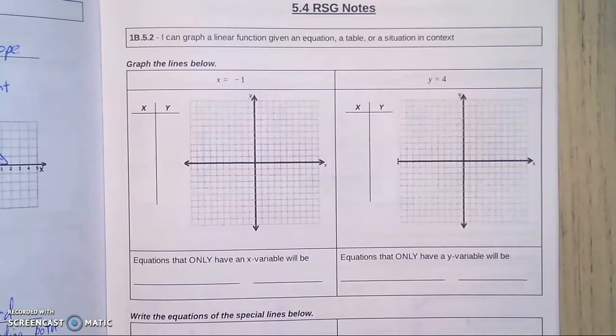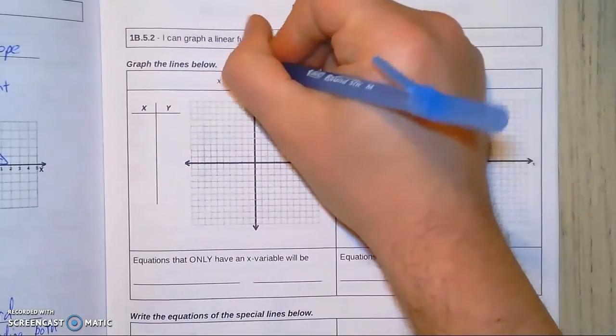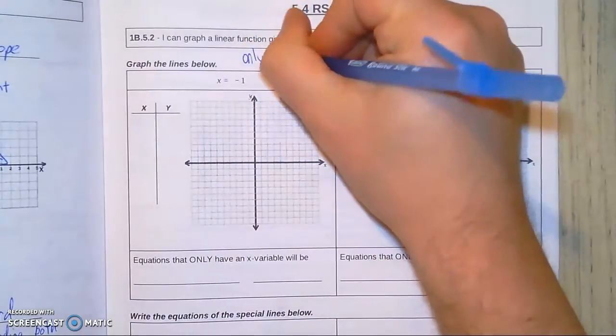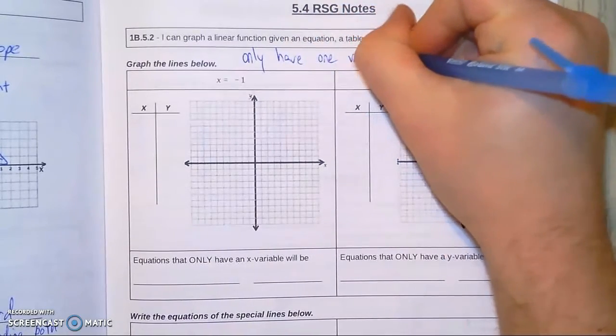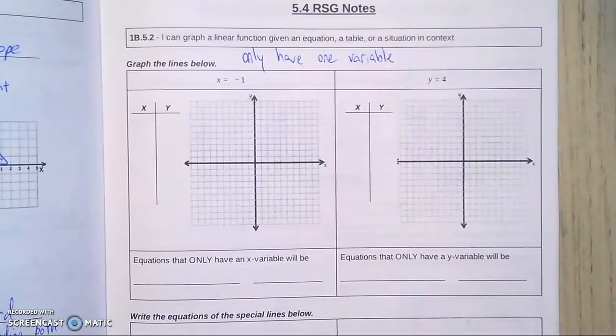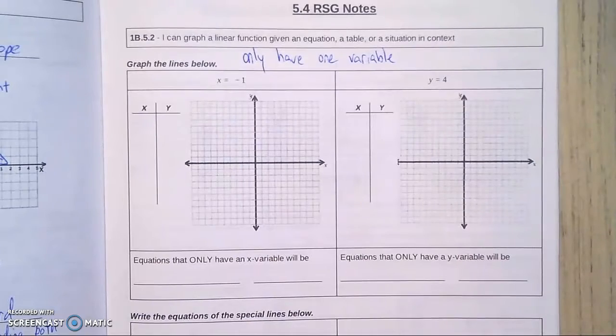Hey everyone, got a quick video for you today with some 5.4 notes. So we're continuing to graph linear functions, but what you might notice right away is that the ones we graph today only have one variable. What we mean by that is instead of normally seeing an x value and a y value, you're only going to see one of them, like x equals -1.